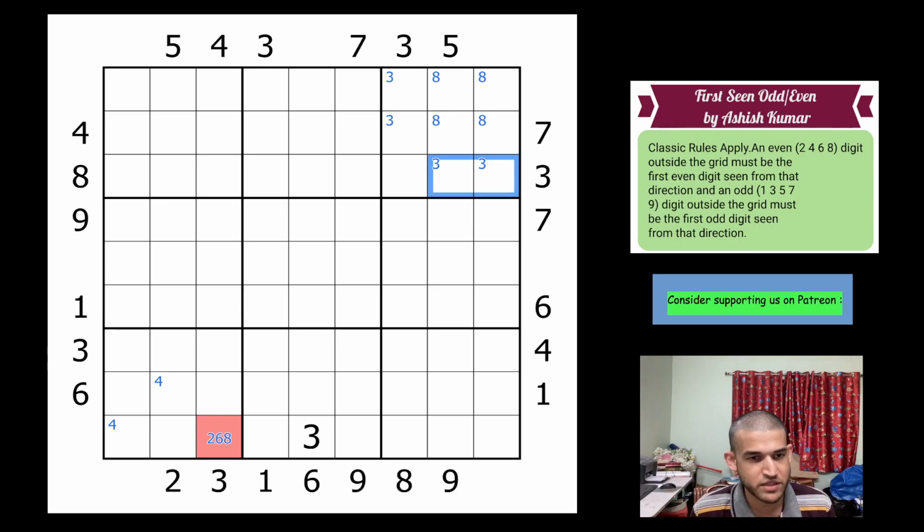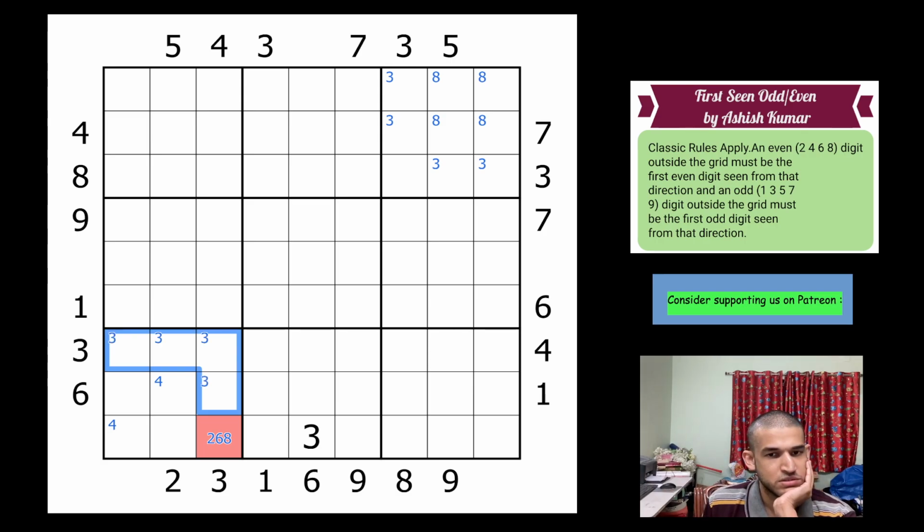So I can do the same thing here. 3 must be in this L-shaped area, because without which all these are forced to be even, and that is clearly not possible. So 3 is in one of these 4 cells. Now coming back to this area again.